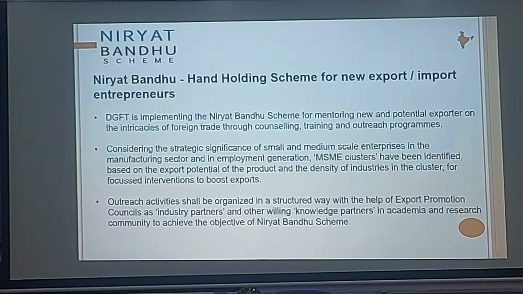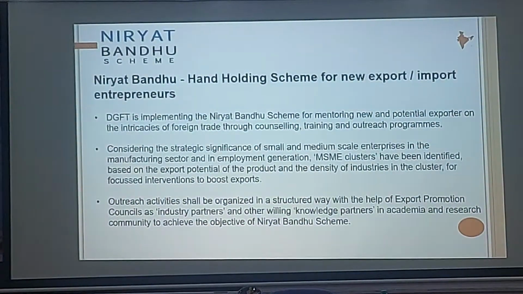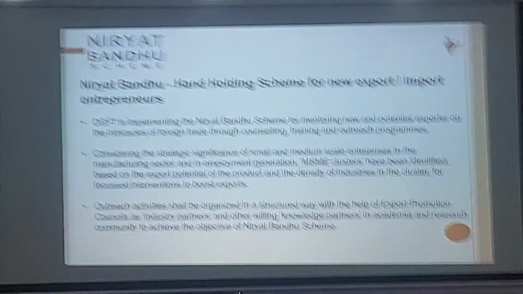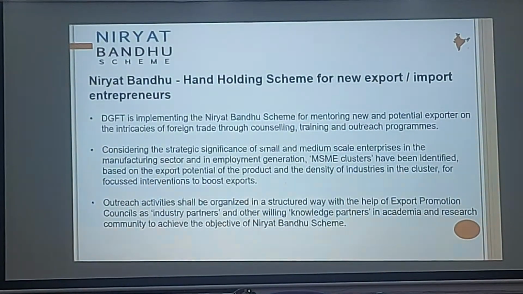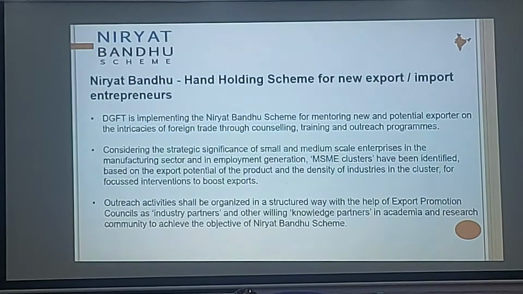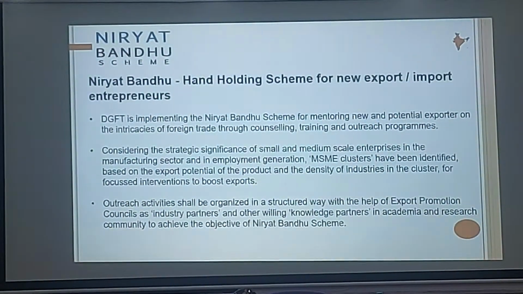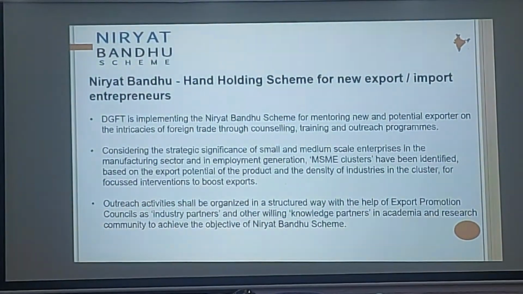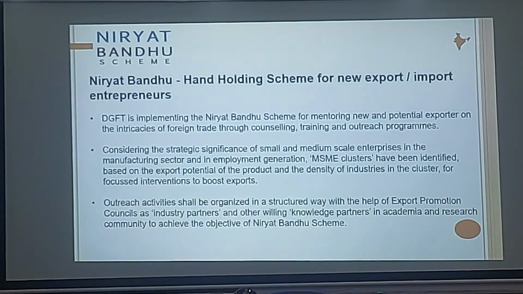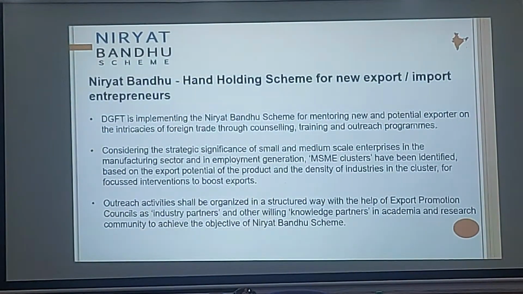So this is the Niryat Bandhu scheme which is very relevant and pertinent today. It is a 10-year-old scheme of DGFT. Under this scheme, we have funds. We conduct various sessions, sensitization workshops. This scheme has 3 components. First component is training of the new IC holders. If you are a new IC holder, you just take an IC from DGFT. We give a brief introduction about export procedures to the IC holders.